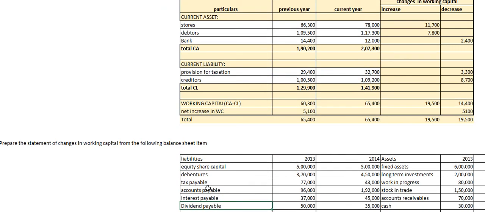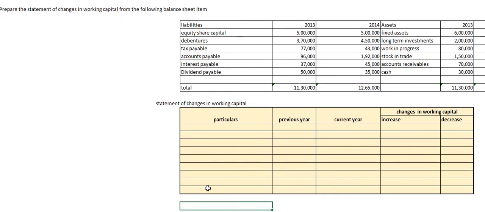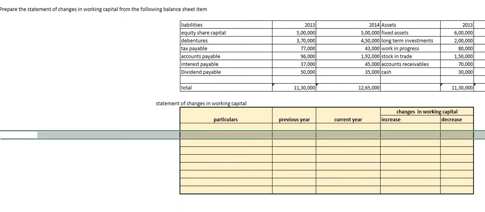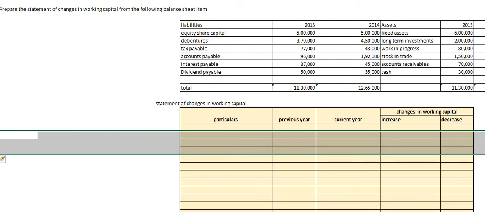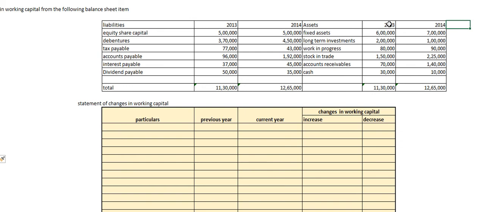So let's move on to the next question, which is: prepare the statement of changes in working capital from the following balance sheet. We have the years 2013 and 2014 for the equity and the assets. Here also we are going to prepare only the statement of changes in working capital. Equity share capital is a non-current liability.